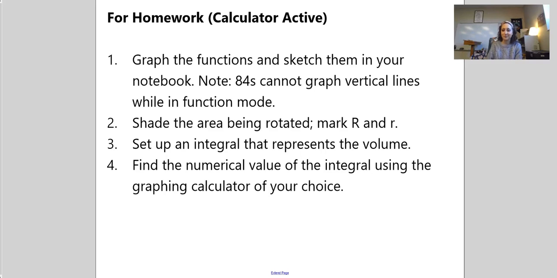I didn't go through all the math again. I feel like you should be good with the calculator commands. Your entire assignment is going to be calculator active. I do have some requirements. I would want to see a graph, okay? Now you can graph it in your calculator and copy it in your notes, that's fine, but I want to see a graph for your assignment. I want you to shade the region either with a highlighter or lightly with a pencil. Please mark capital R and little r. Set up the integral that represents the volume, and then go ahead and type it in your calculator and see if your answer matches my key.